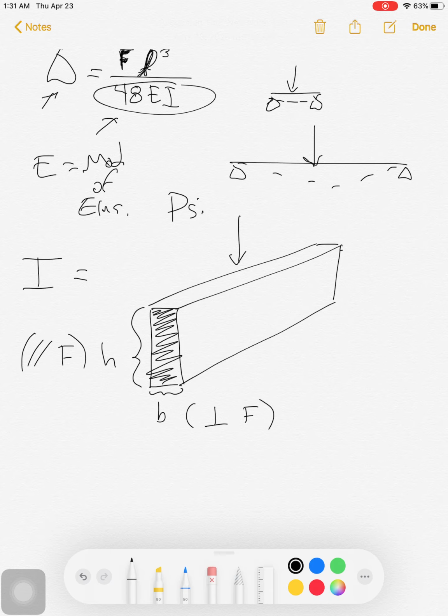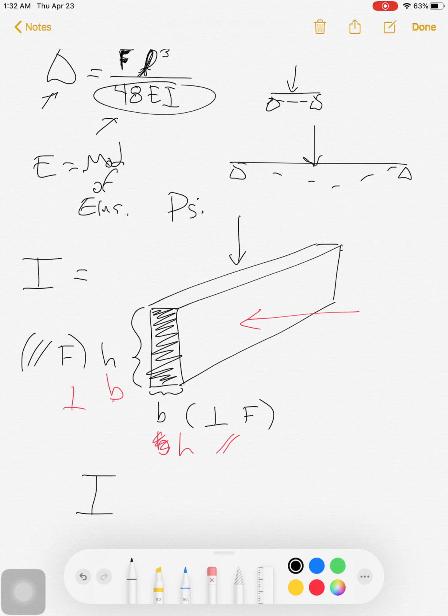All right. If the force was actually coming in, let's go ahead and make that red so it's obvious it's different. If the force was coming in at a different direction, if it was coming this way, this side would now be the base, and this side would actually be the height, because this side is now perpendicular to the force, and this side is now parallel to the force. So we've got to think about how the force is coming in so we can determine which side's the base and height. Once we've done that, we can write our equation for our moment of inertia.